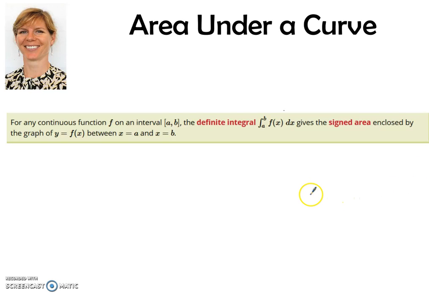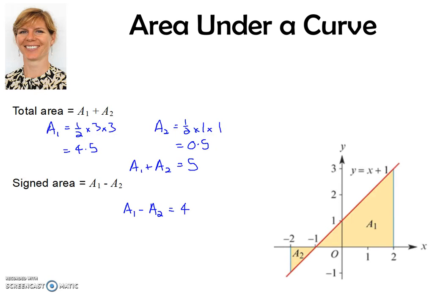If we go to the definition of a definite integral, for any continuous function over a given interval a, b, the definite integral, which means when you integrate between the two points of the given interval, will give the signed area enclosed by the graph. So we'll take into account the fact that negative areas, or areas below the x-axis, are negative. So in this case, the answer to this question, if you were to ask what is the definite integral between -2 and 2 of x plus 1, then you would get the answer 4, not 5.